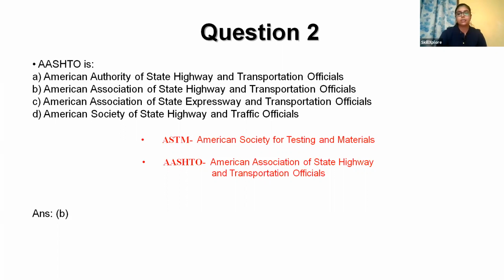So the frequently asked abbreviations are ASTM and AASHTO. ASTM is American Society for Testing and Materials. AASHTO is American Association of State Highway and Transportation Officials. So the correct option is option B, that is American Association of State Highway and Transportation Officials.